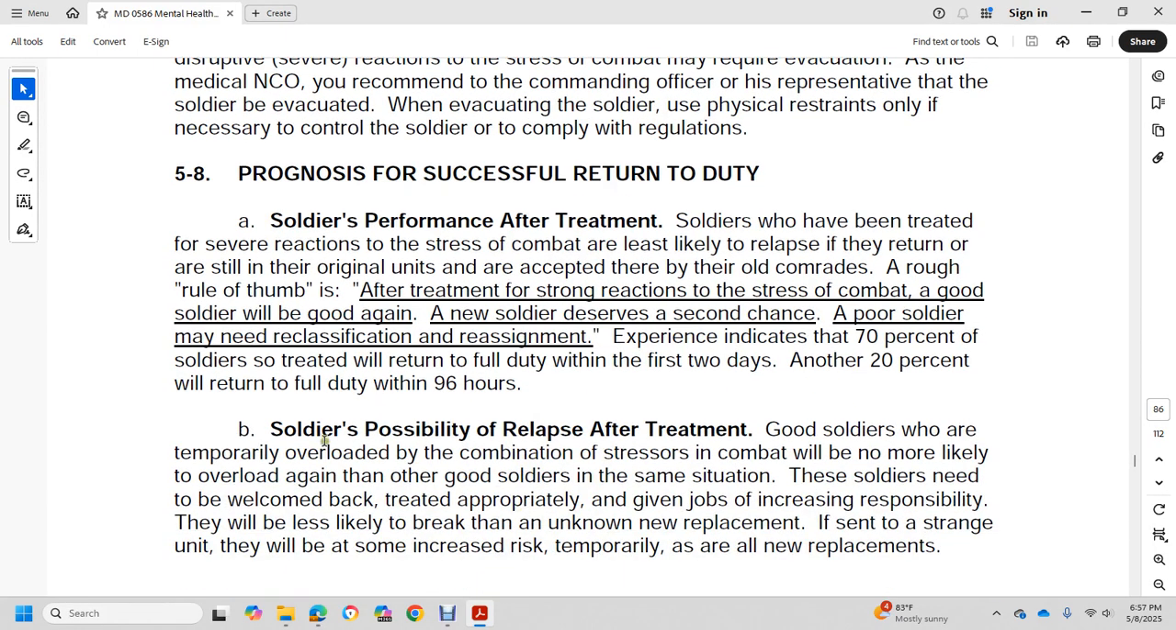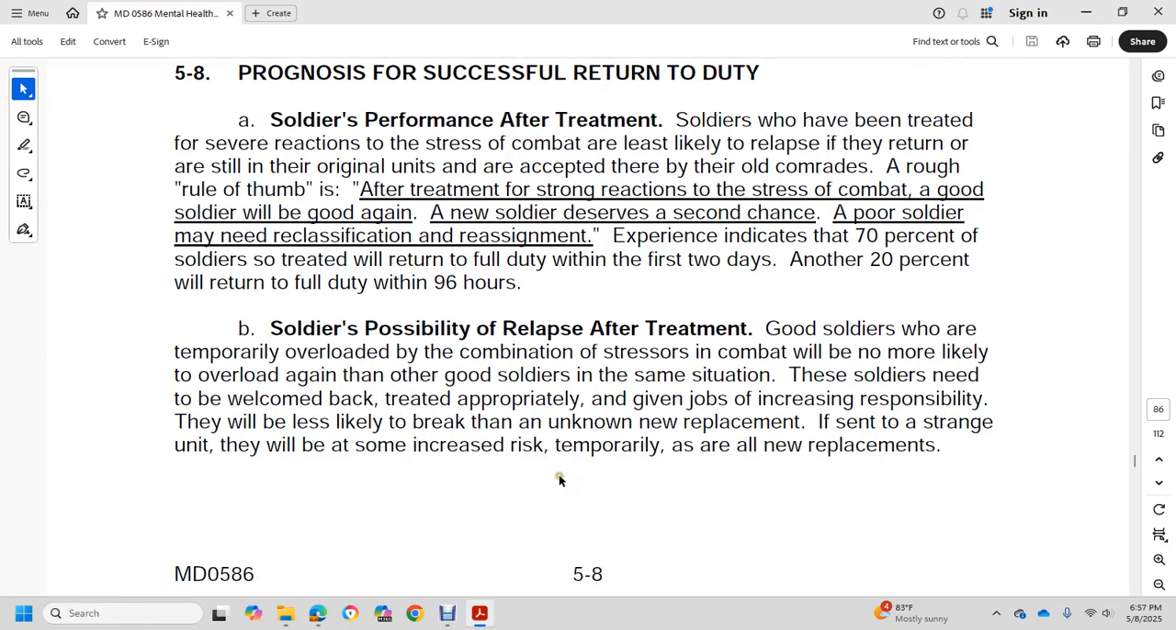Good soldiers who are temporarily overloaded by a combination of stress from combat will be no more likely to overload again than other good soldiers in the same situation. These soldiers need to be welcomed back and treated appropriately, given jobs of increasing responsibility. This would be likely to break a new replacement if sent to a strange unit. They will be at some increased risk temporarily, as they are all new replacements.